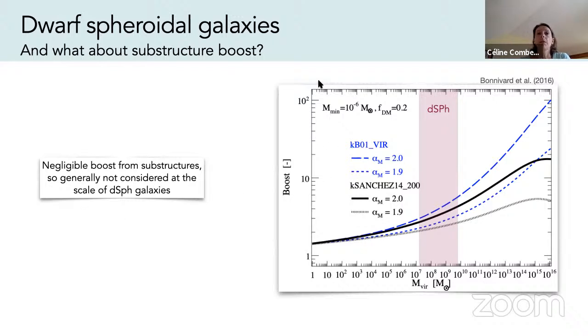Well, not really, because I showed you this figure before, boost as a function of host halo mass. The dwarfs regime is somewhere here, and if you look at the typical boost value, you're going to get a factor of a few, or 2, or so. It's really not worth dwelling too much on substructure when you're working with dwarf galaxies.